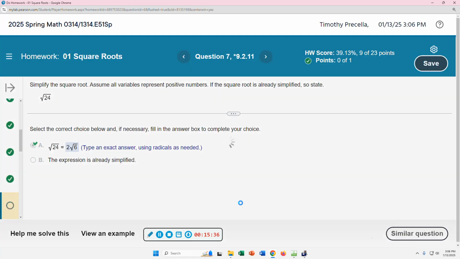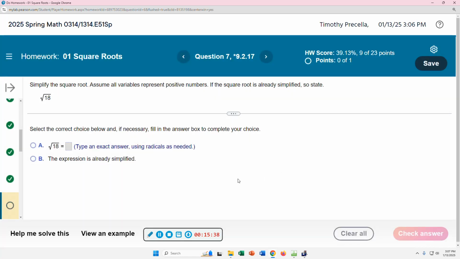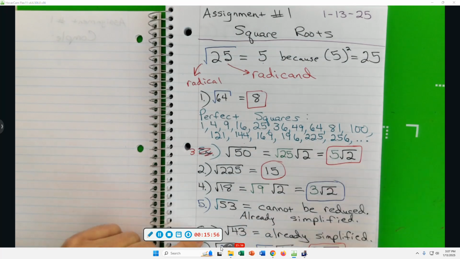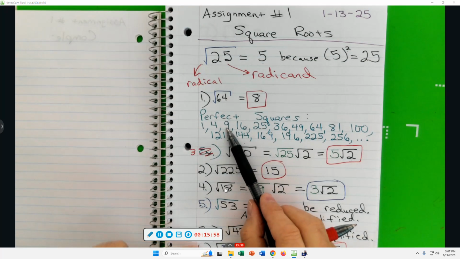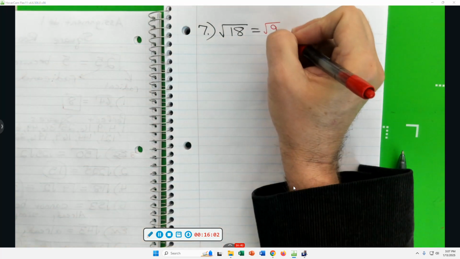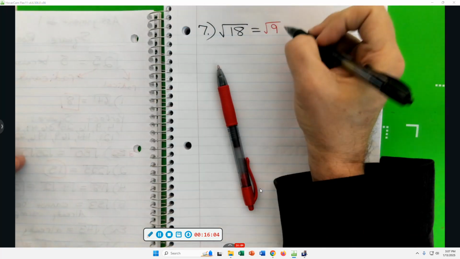Okay. I think through 12 are just these type of problems. Number 7. Square root of 18. Boy, that sounds familiar. Have we already done square root of 18? Yes. Remember the square root of 18? We said that 9 divides evenly into it. So that's the square root of 9 times the square root of 2.